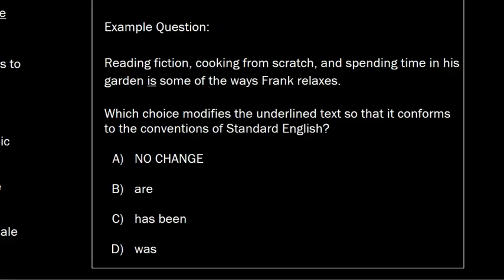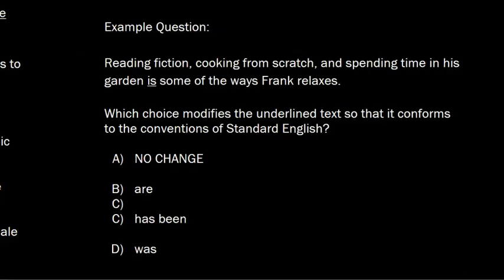Now let's take an example question here. Reading fiction, cooking from scratch, and spending time in his garden is some of the ways that Frank relaxes. No, it doesn't make sense. Just think about it in your brain for a lot of these verb things here. Does that make sense? Is that the right grammar? If you are an international student and these conjugations are a little tough for you, try looking up some sort of conjugation chart and memorize that before you go any further with your subject-verb and your verb agreement. But the answer here is B.